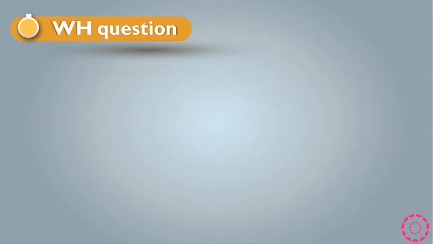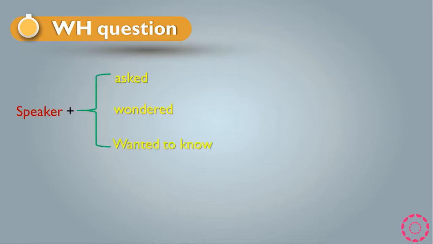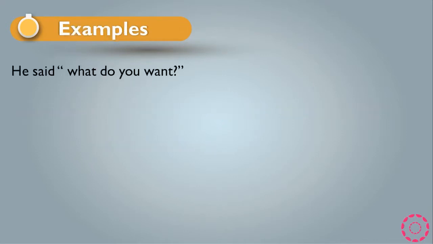Now we have the WH question. What if we have a WH question in the sentence? This is the rule for WH questions: speaker plus asked, wondered, or wanted to know, plus the WH word. We rewrite the WH word as itself, then subject plus verb plus complement. Let's see an example. He said, what do you want? As you see, we have what, which is a WH question, so it became: he asked what I want. He is the speaker, asked, then the word what, which we rewrite as itself, I, which is the subject, and want, which is the verb.